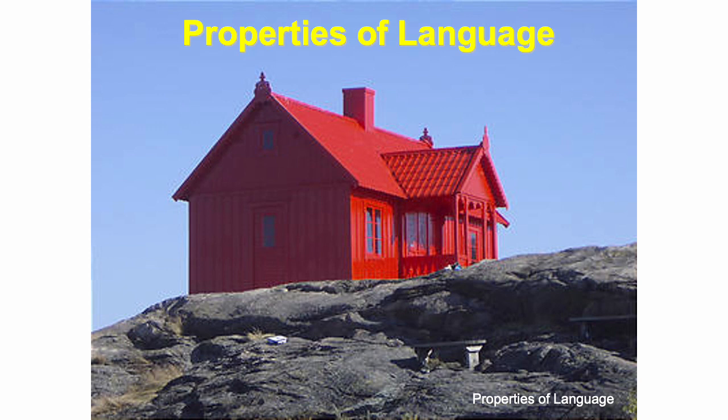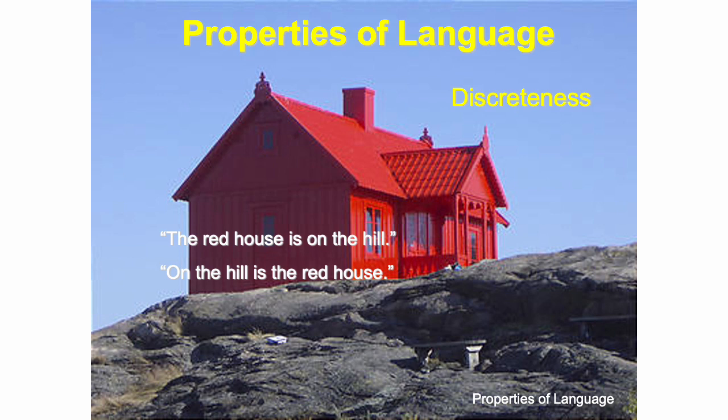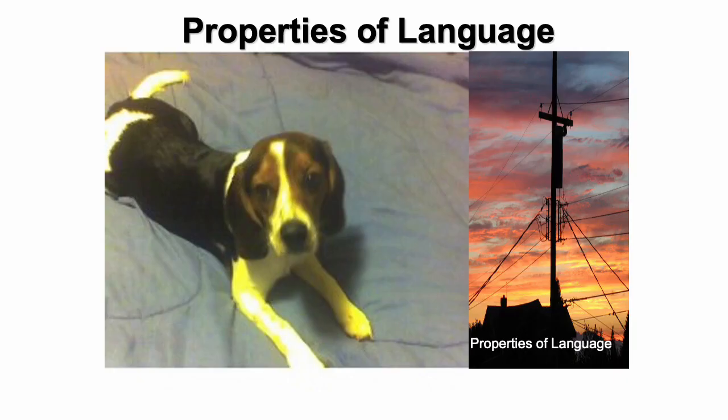The next property of language is its discreteness. That's the fact that language is made of discrete, meaning individual and recombinable elements. For example, the red house is on the hill. But I also can say on the hill is the red house. And I can also say the house is red. And I can also say on the house, just taking again those recombinable elements.